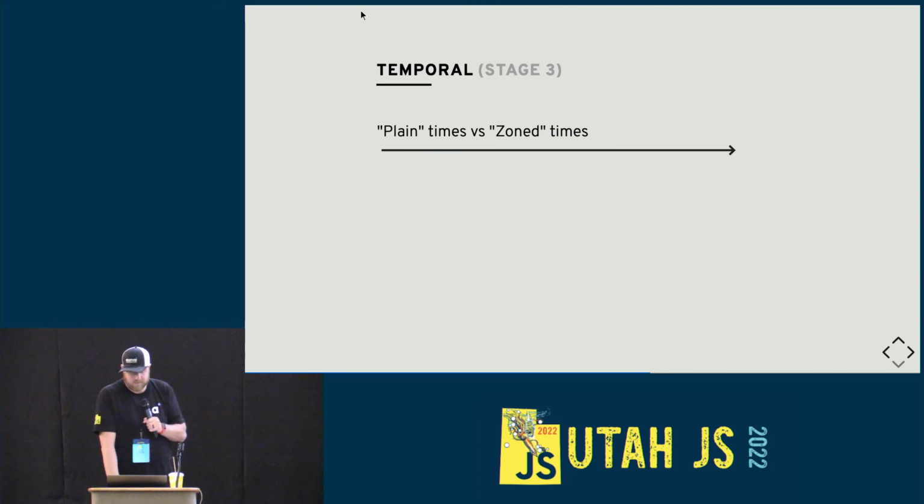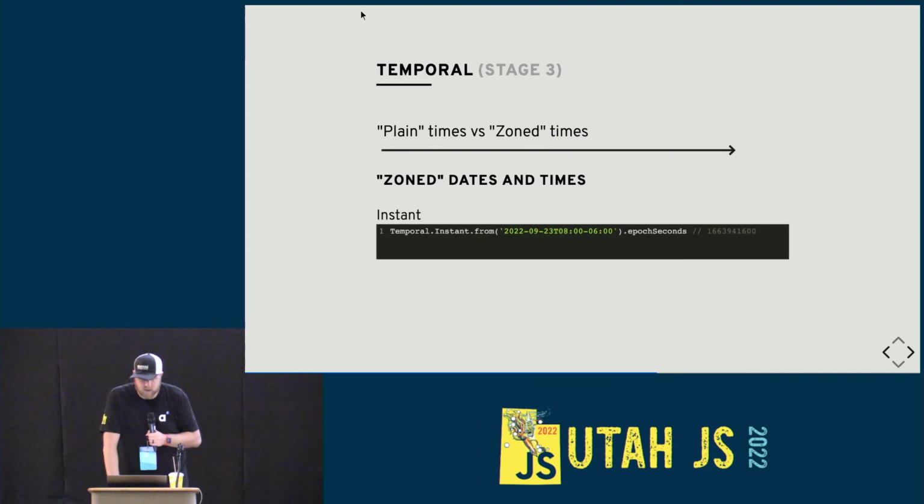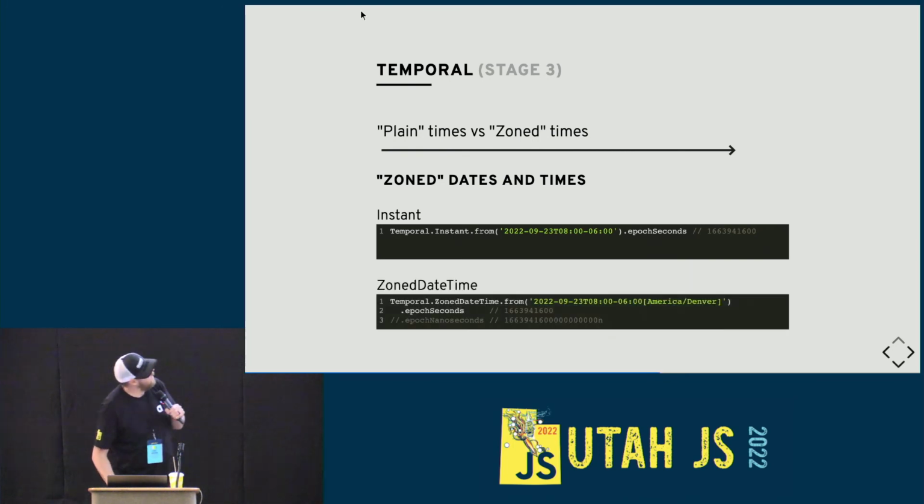So finally, we're getting something different. Let's talk a little bit about plain times versus zone times, the distinction that Temporal makes. Zone times are exactly what you might think they are. They are immediately analogous to the kind of thing that date tries to represent right now. It is a moment in time. It could be reduced, if we wanted, down to the nanosecond of an epoch time, right? It's an instant. In fact, we have an instant in Temporal. We also have zoned date times.